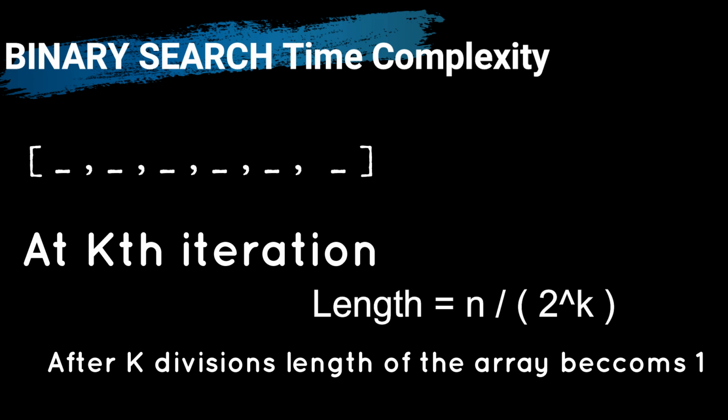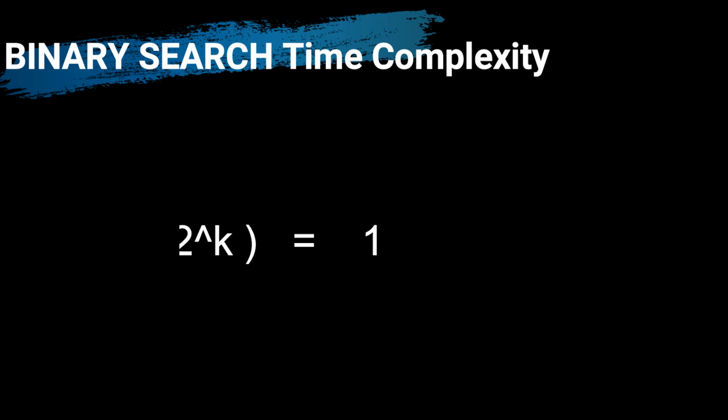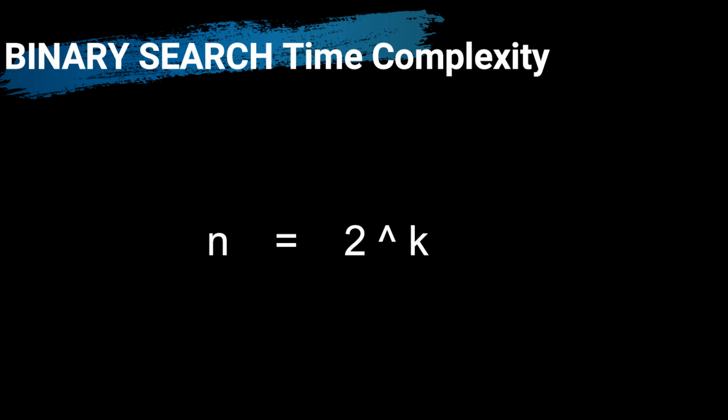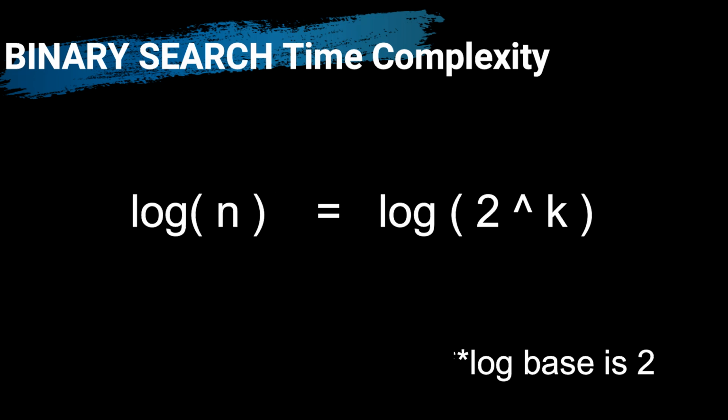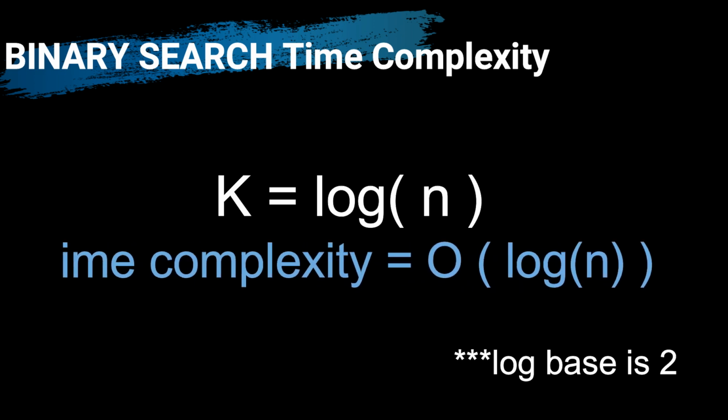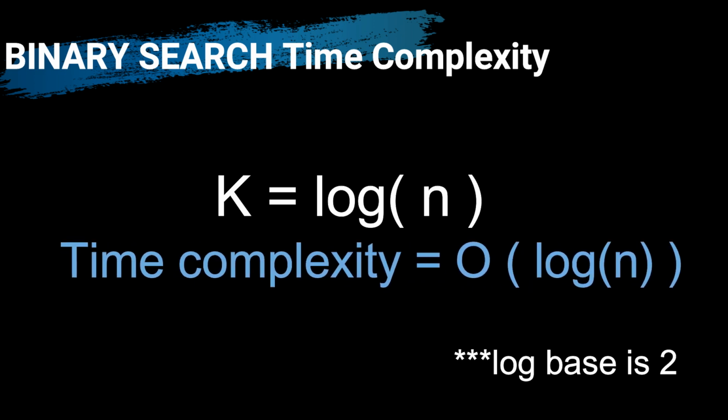Also, we know that after k divisions, the length of the array becomes 1. Therefore n by 2 to the power k will be equal to 1. Or we can say n will be equal to 2 to the power k. After taking log base 2 on both sides, we get k equals log n of base 2. So finally our time complexity is equal to big O of log n of base 2, or order of log n.